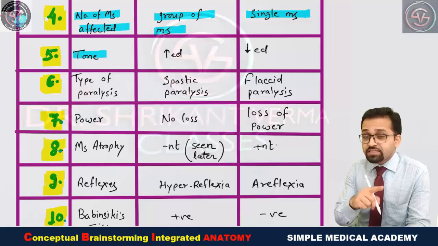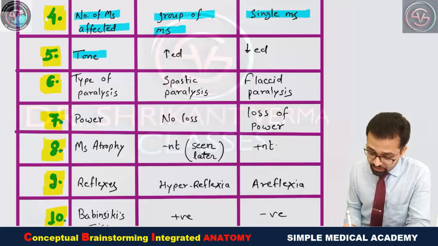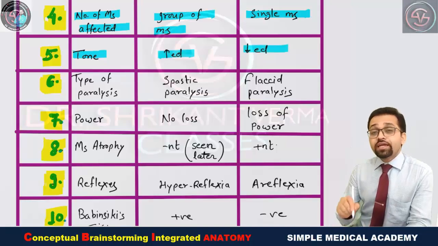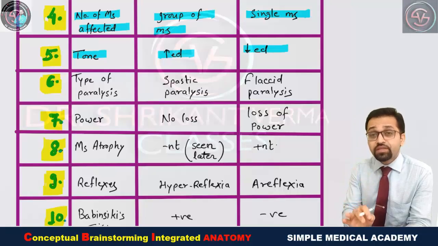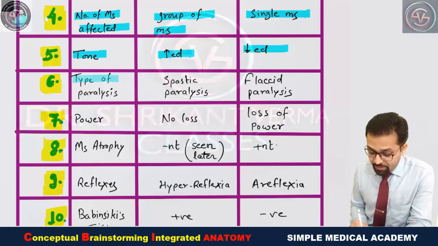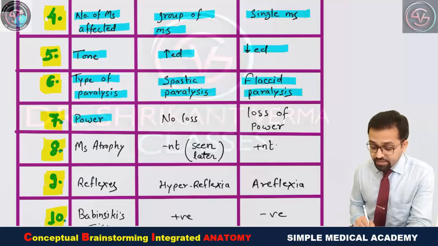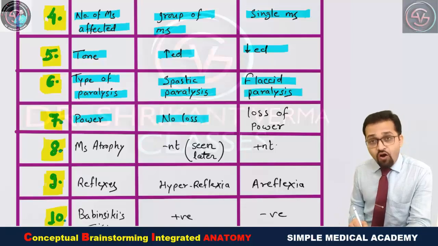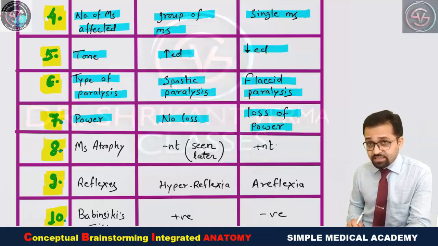And what about the tone? In upper motor neuron paralysis, hypertonia is seen due to the intact stimulatory fibers of the extrapyramidal tract, while hypotonia or atonia is seen in lower motor neuron paralysis due to total damage to the lower motor neuron. Then type of paralysis: in upper motor neuron paralysis spasticity is found, while in lower motor neuron paralysis flaccidity is found. Now what about the power? There is no loss of power of the muscle in upper motor neuron paralysis, while there is a loss of power in lower motor neuron paralysis.